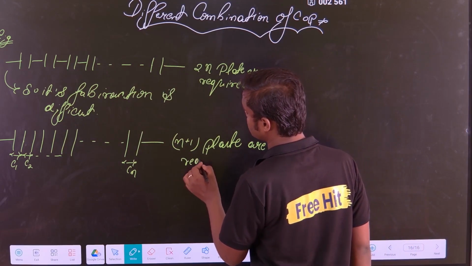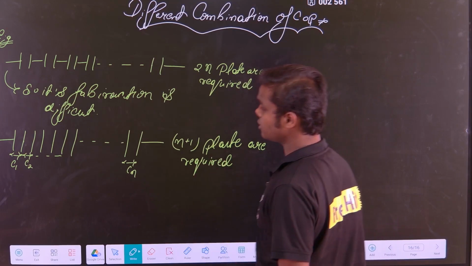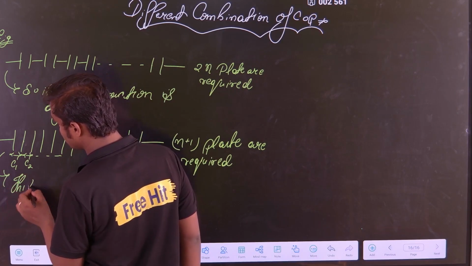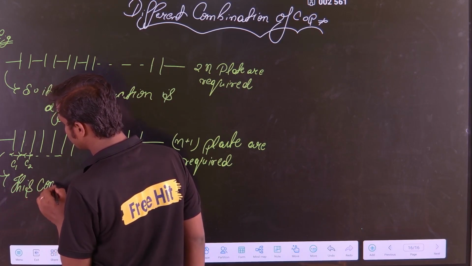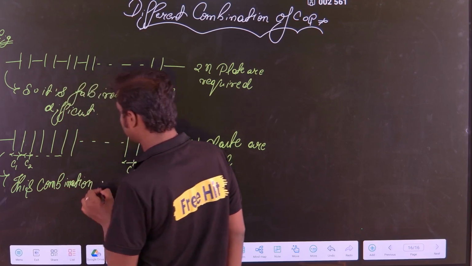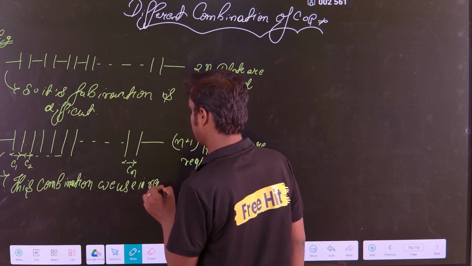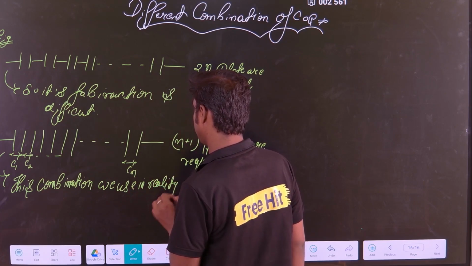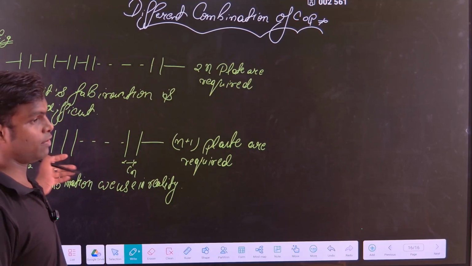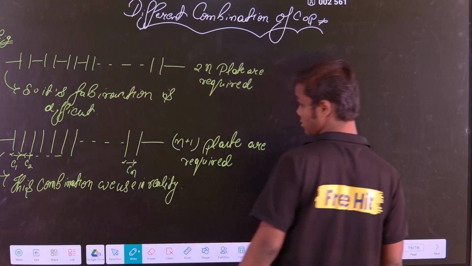So that is why it is more beneficial, because we are able to save our money. So this is the combination we prefer. This combination we use in reality. In reality we prefer this combination only. We connect the capacitors by making one plate common between two capacitors, correct?